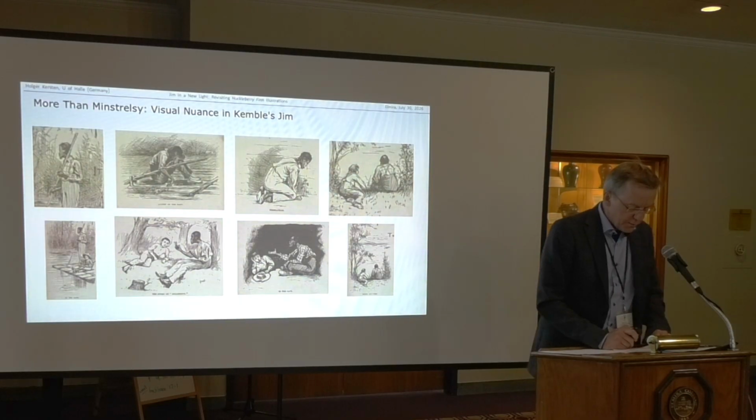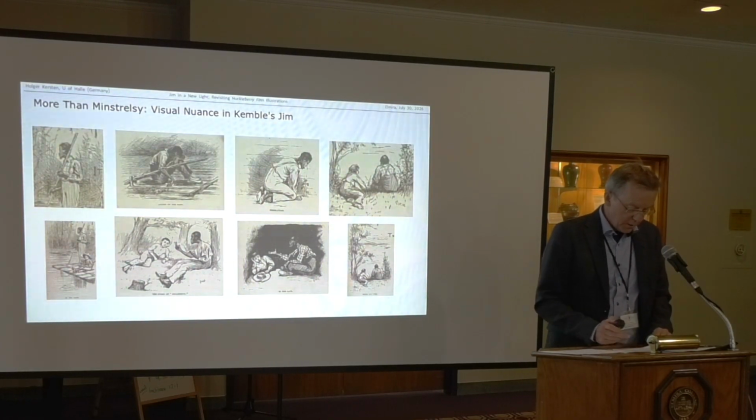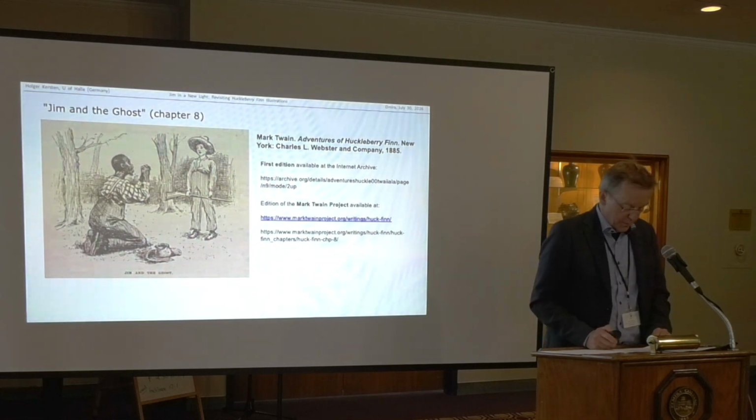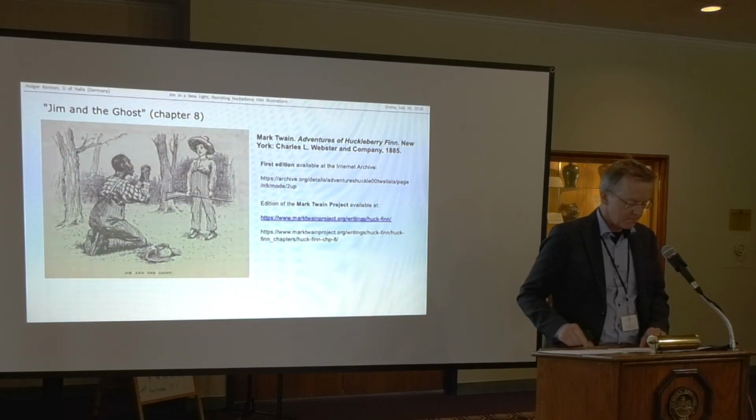One illustration deserves particular attention. In chapter 8, Jim appears on his knees before Huck, who is shown standing upright. Viewed in isolation, the image might easily be interpreted as reinforcing a hierarchy of racial subordination.